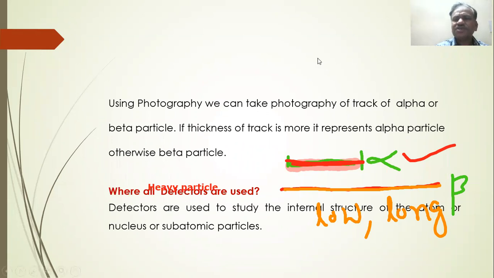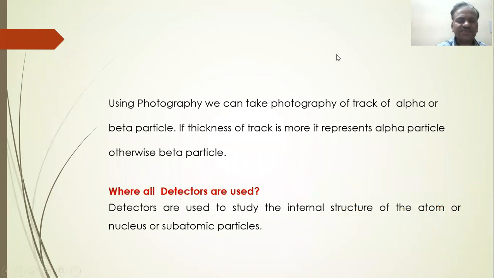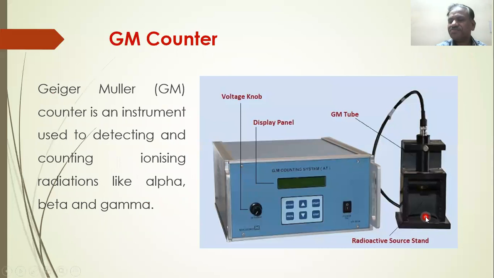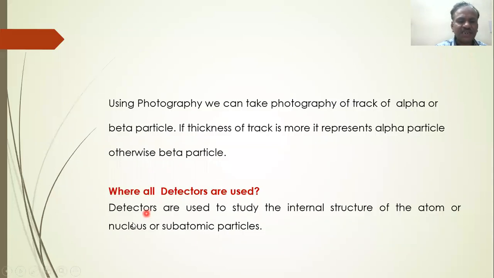Next question is, where are all these detectors used? The detectors are used to study the internal structure of the atom. We can also study the structure of the nucleus, or the structure of subatomic particles. Structure of the nucleus means I can measure the density of the nucleus, the radius of the nucleus, and also the charge of the nucleus by using these detectors.